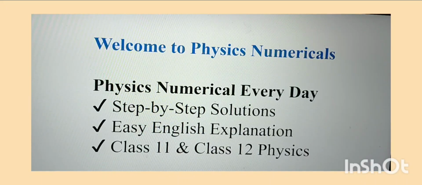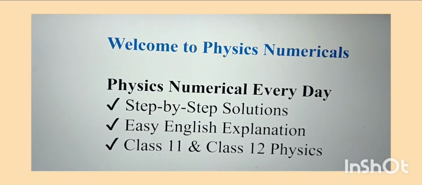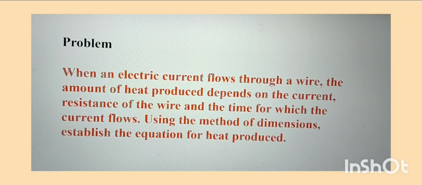Now let's begin today's problem. The problem is, when an electric current flows through a wire, the amount of heat produced depends on the current, resistance of the wire, and the time for which the current flows. Using the method of dimensions, establish the equation for heat produced. So, you see, this is basically a dimensional analysis problem.